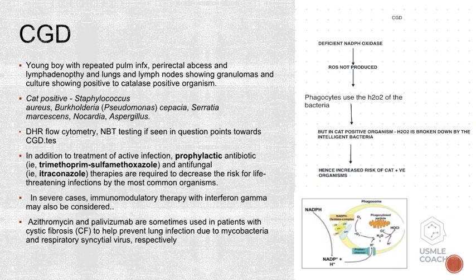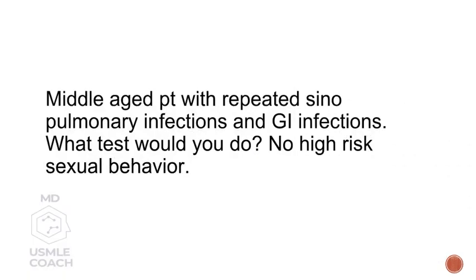For a little background, review the flow chart. Deficiency of NADPH oxidase in CGD leads to inability to produce ROS, but the granulocytes make use of the hydrogen peroxide produced by the bacteria. The intelligent catalase-positive organisms break down this hydrogen peroxide as well, and so patients with CGD cannot fight against catalase-positive organisms.